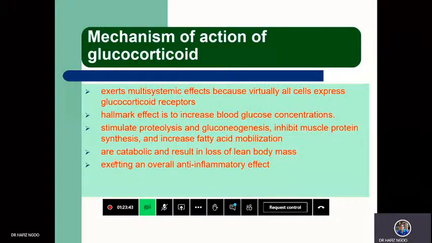And the other one, it exerts an overall anti-inflammatory effect. This is what scientists exploit to use glucocorticoid as an anti-inflammatory. So people who have uncontrolled inflammatory problems can use this to control inflammation.